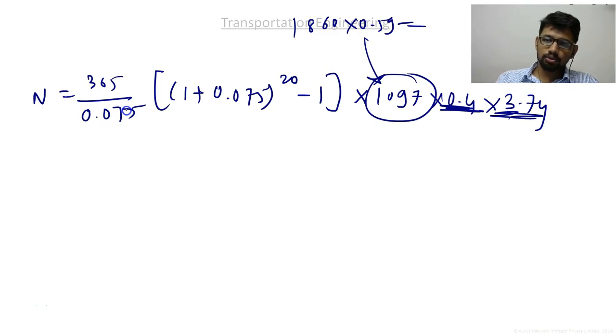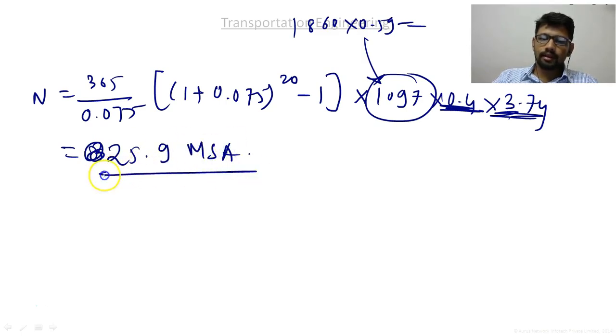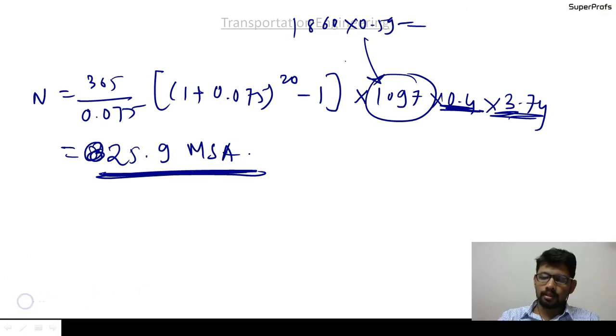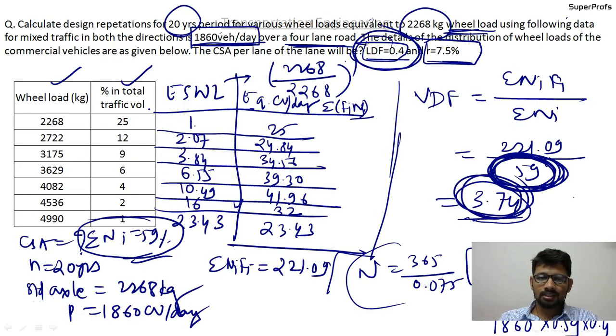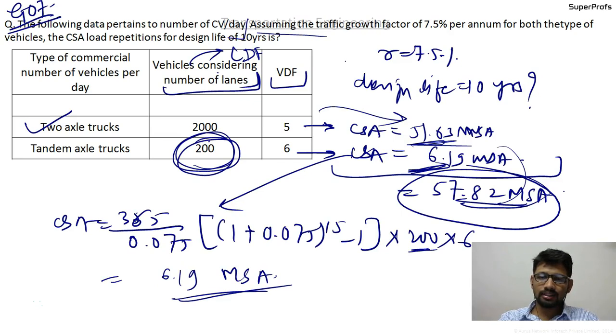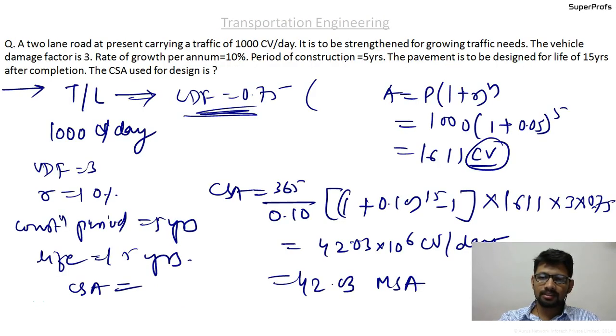So the answer comes out to be 25.9 million standard axles, and this is the answer. Okay guys, so I hope we have taken a sufficient number of examples based on this calculation of cumulative standard axles for the design of flexible pavements.